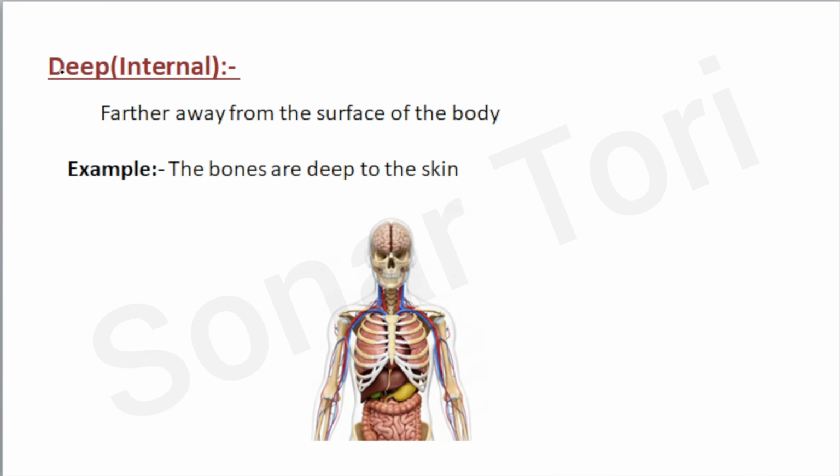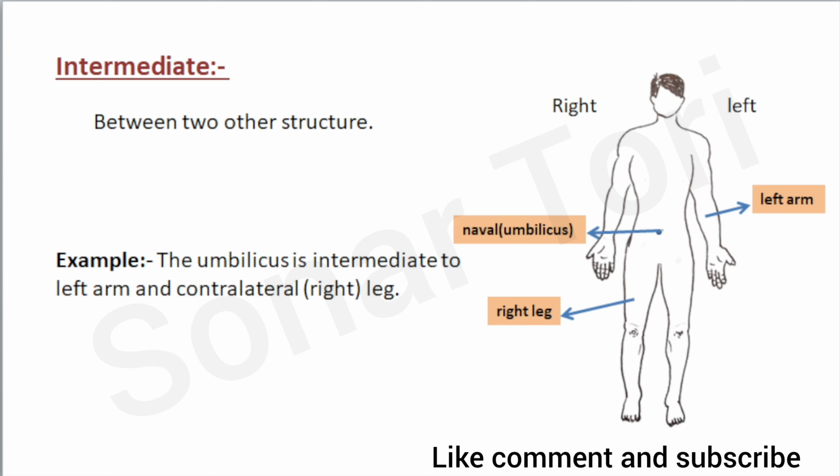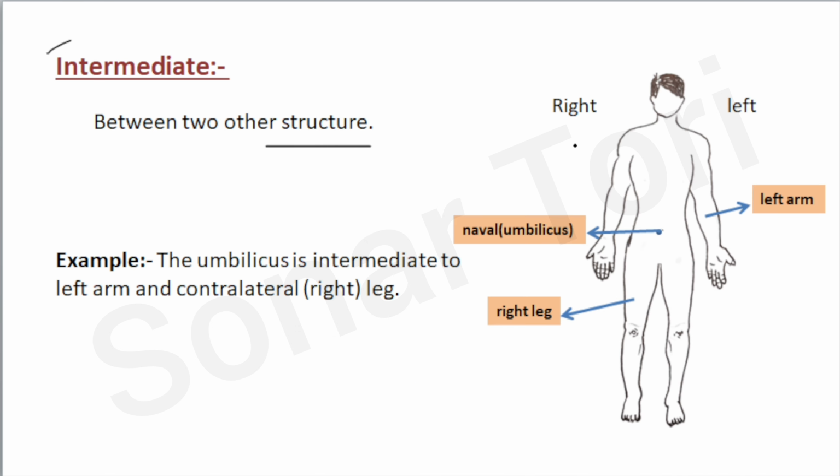The opposite of the superficial is deep. So deep or internal: any organ or structure that is further away from the surface of the body is called deep or internal. For example, the bone is deep to the skin or the heart is deep or internal to the skin. Then intermediate, any structure that is present between two structures is called intermediate. For example, the umbilicus is intermediate to the left arm and its contralateral leg, means the right leg. See that this is the umbilicus, this is the left arm and this is the right leg. So the umbilicus is present intermediate between the left arm and right leg.